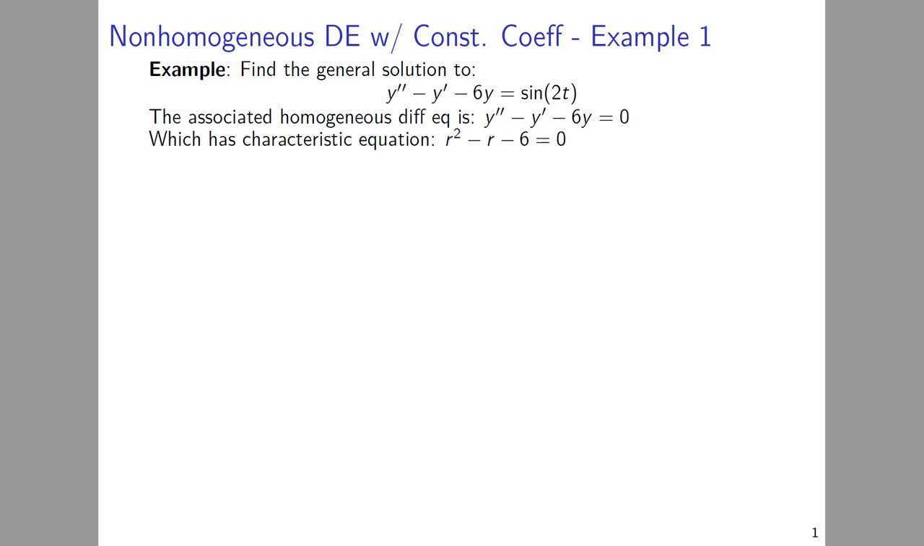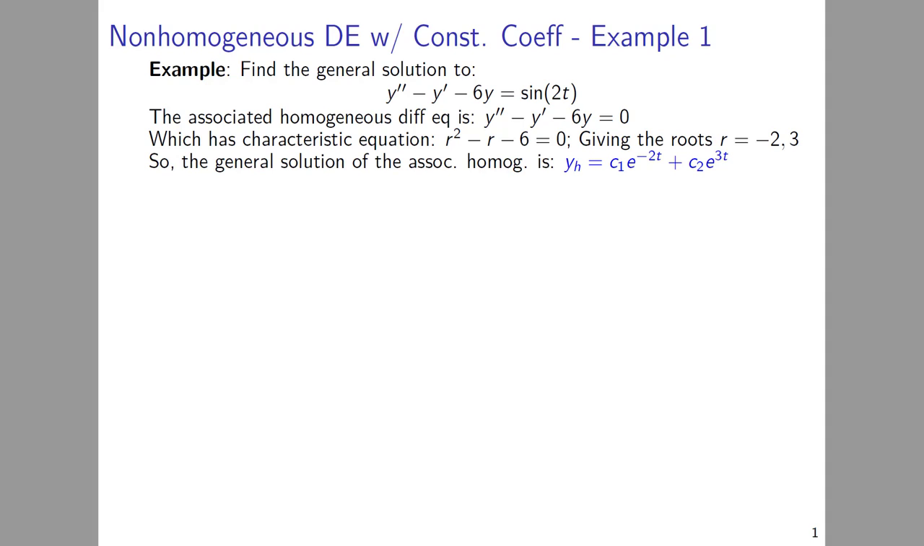This has the characteristic equation r^2 - r - 6 = 0, which gives the roots r = -2 and 3. So we get that the general solution of the homogeneous differential equation is y_h = c1 e^(-2t) + c2 e^(3t).